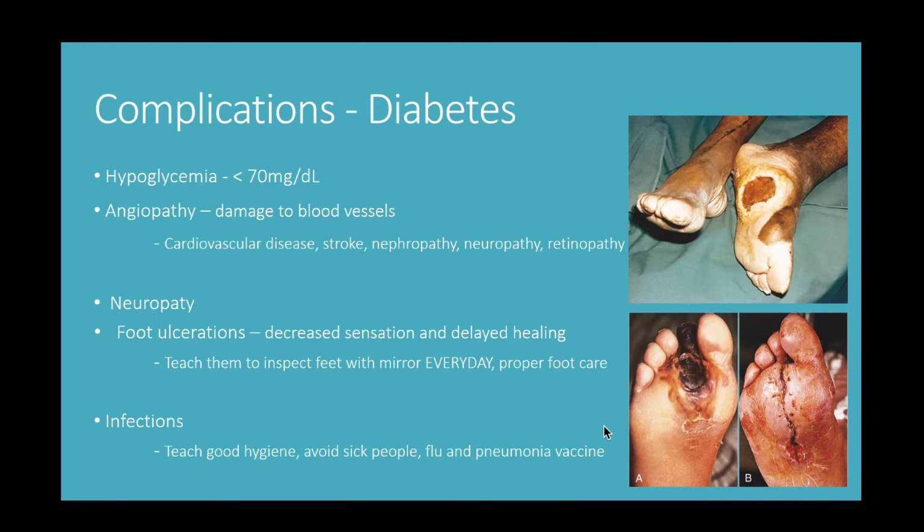A patient whose blood sugar drops below 70, their brain is not getting glucose. Glucose is required by every cell in order to function properly. A patient who has a blood sugar that drops significantly low can be deadly.